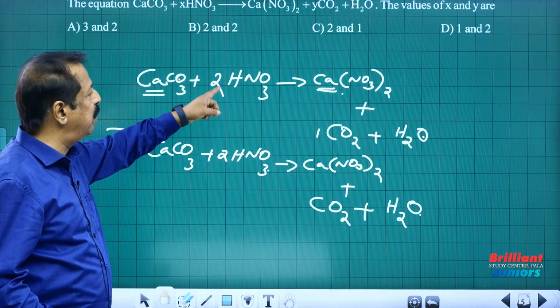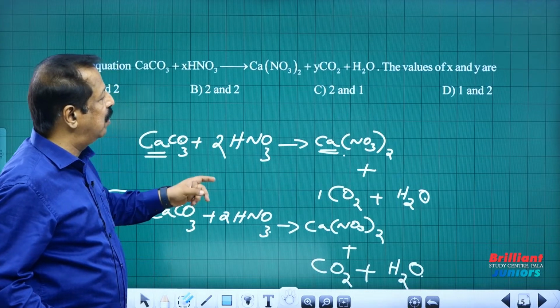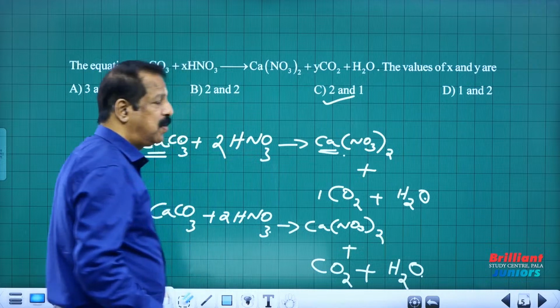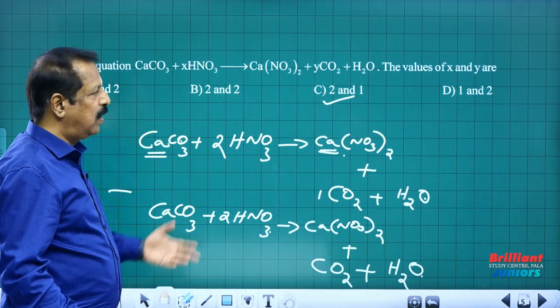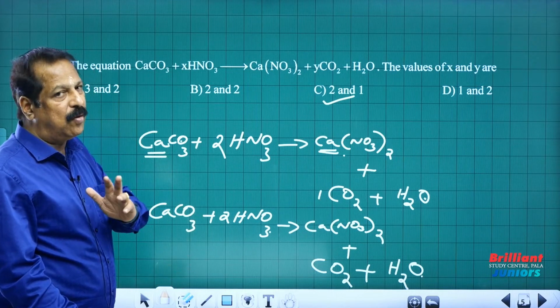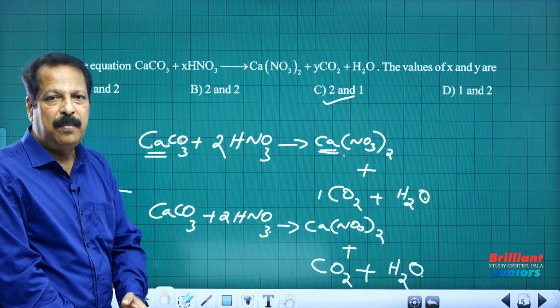So here the stoichiometry for nitric acid is 2 and carbon dioxide is 1. So we can give the answer as 2 and 1. The option is C. Like that, please look at the number of atoms on the left-hand side and the number of atoms on the right-hand side. They should be made equal, then the equation will be balanced.